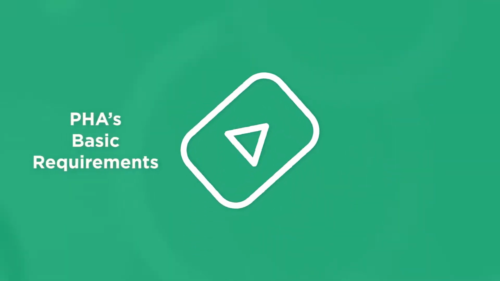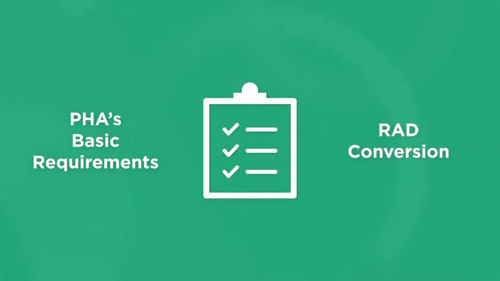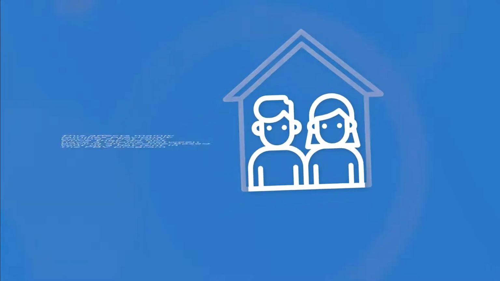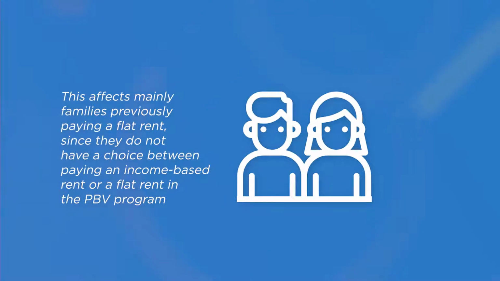This video covers the basic requirements that PHAs must follow during a RAD conversion to establish a tenant rent phase-in process. Families' rents may increase when the property converts from public housing to PBV under RAD. This affects mainly families previously paying a flat rent, since they do not have a choice between paying an income-based rent or a flat rent in the PBV program.